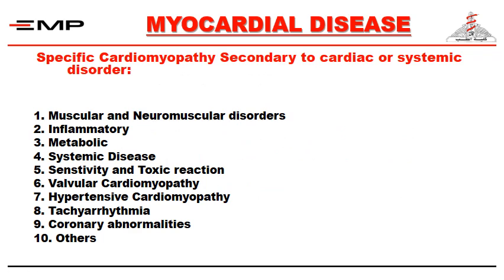In this part, we're going to talk about myocardial disease, which are systemic diseases that can affect the myocardium. There are specific cardiomyopathy or cardiomyopathies secondary to cardiac or systemic disorders. What are these systemic disorders? Muscular and neuromuscular disorders. Inflammatory conditions might lead to myocardial disease and later on cardiomyopathy. Metabolic disorders, systemic disease, sensitivity and toxic reaction, valvular cardiomyopathy, hypertensive cardiomyopathy, tachyarrhythmias, coronary abnormalities, and other disorders.